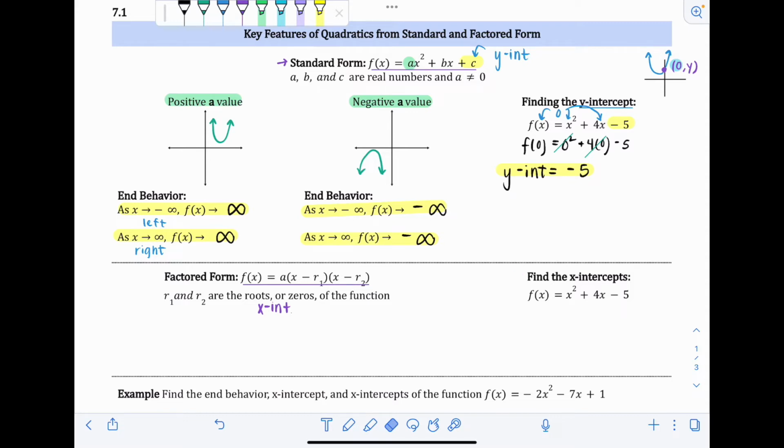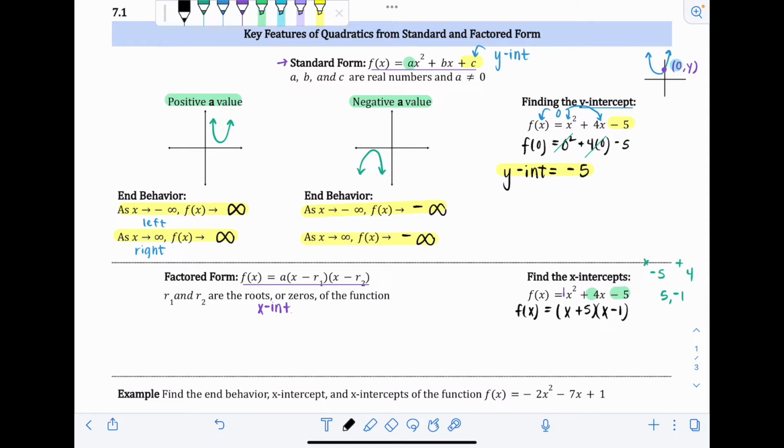So since a is 1, the lead coefficient is 1, in order to factor it, I just need numbers that multiply to c and add up to b. So multiply to -5 and add up to 4. So I can use 5 and -1. So this would be f of x equals x plus 5 times x minus 1, or I could write it as x minus 1 times x plus 5, the order doesn't matter.